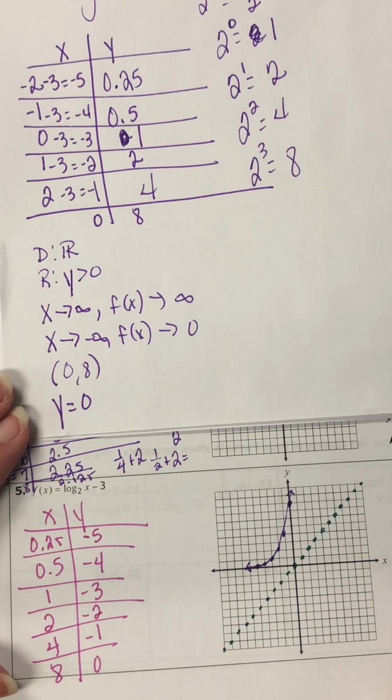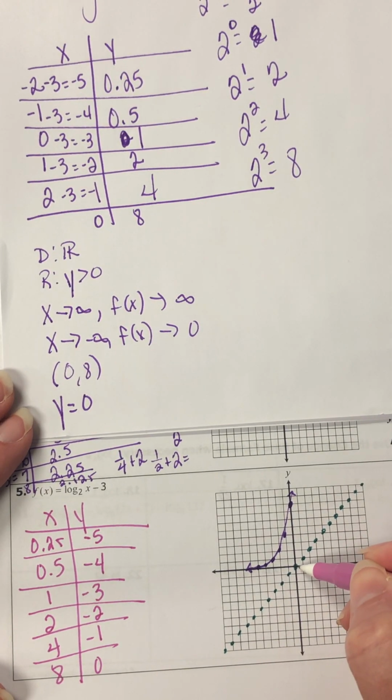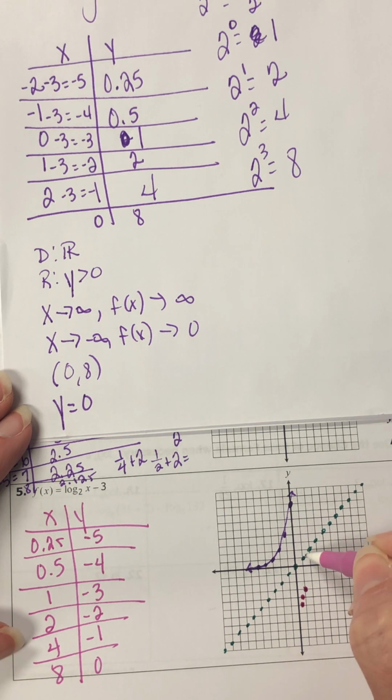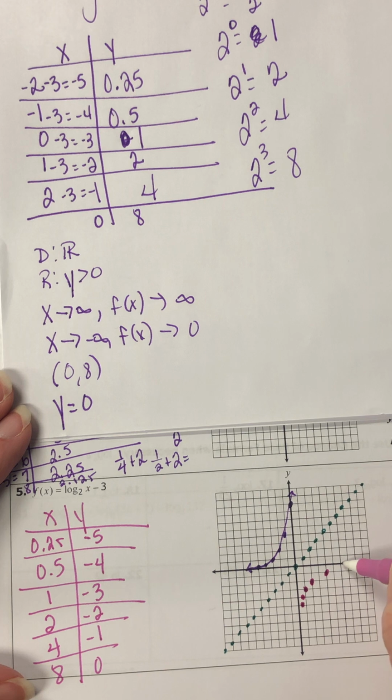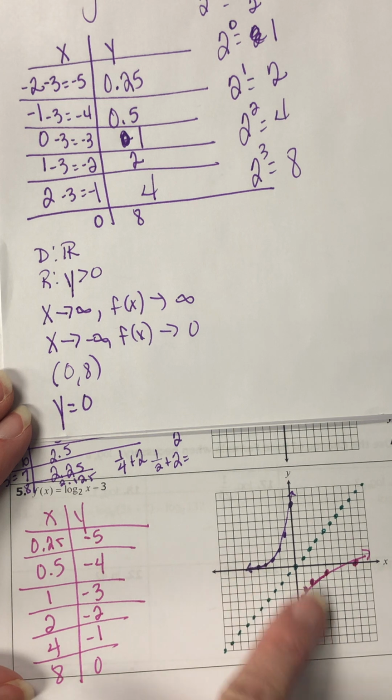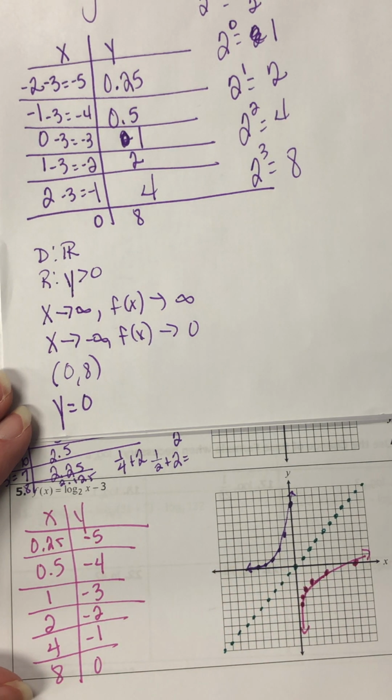So now I'm going to plot all of these points. I'm going to have 0.25 and -5, 0.5 and -4, 1 and -3, 2 and -2, 4 and -1, 8 and 0. Okay, and so now you can see the reflection across y equals x.